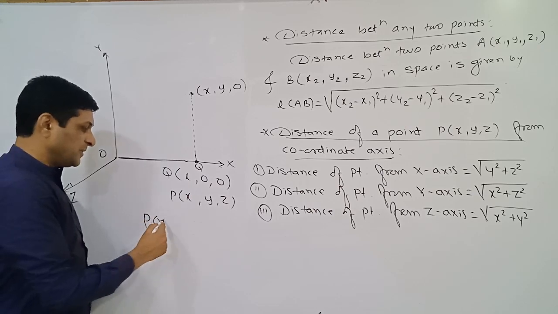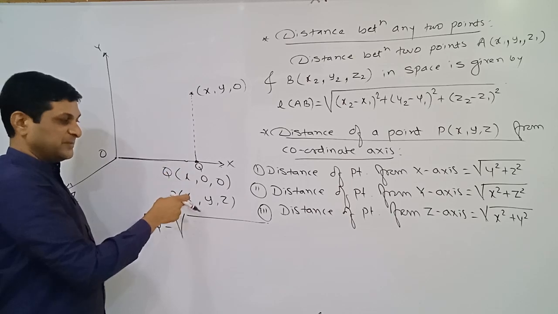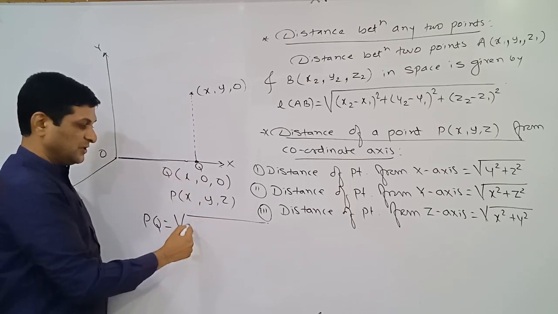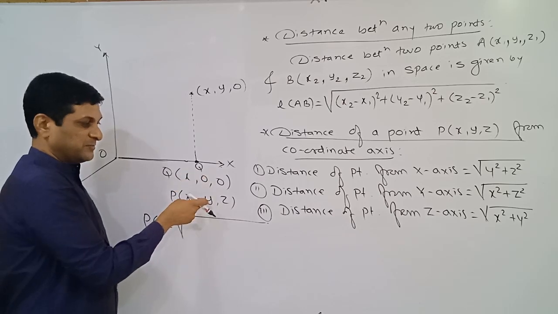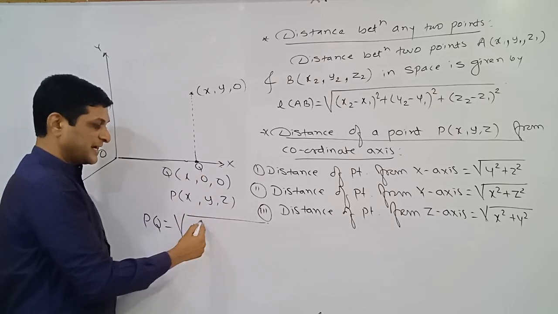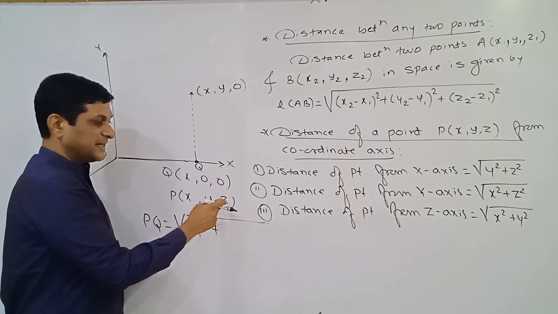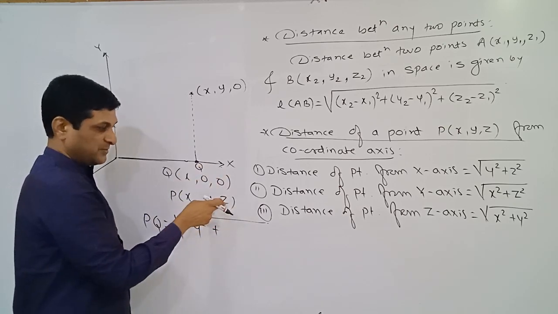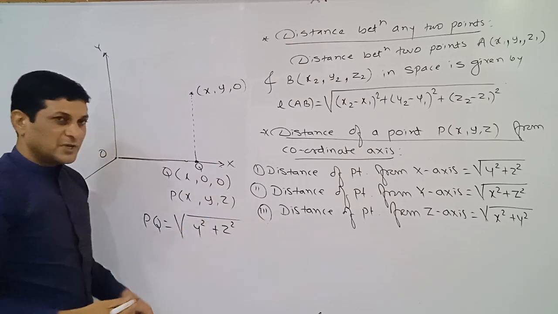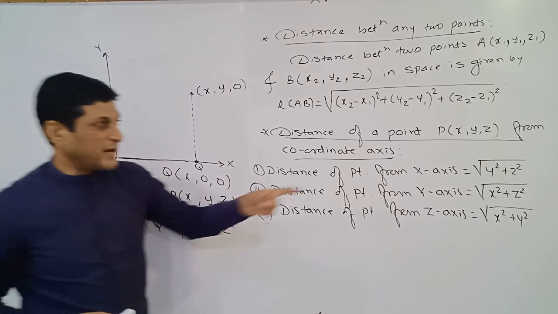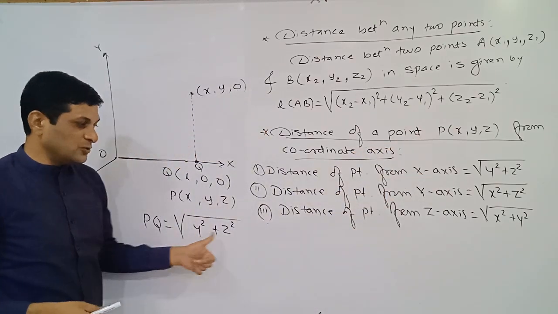So PQ will be equal to under root of x2 minus x1, which means x minus x, will be 0. So 0 square will be 0, so it is not necessary to write 0. Then y2 minus y1 means y minus 0, whole bracket squared, is y square because y minus 0 is y. Plus z2 minus z1, whole bracket squared, but this subtraction will be equal to z, so z square. So what result have we got here? The distance of this point P from which axis? X axis will be equal to what? Under root y square plus z square.